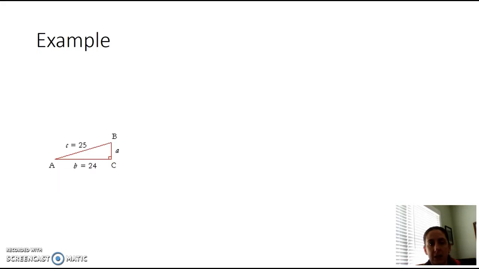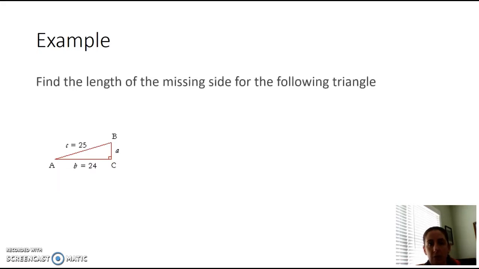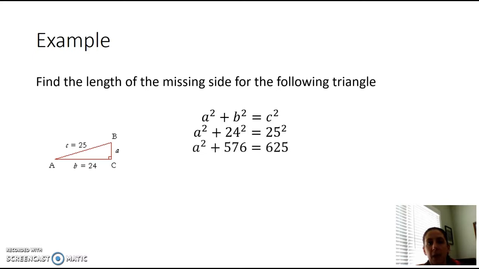Let's take a look at another example. Here's another right triangle, but now we're missing the length of one of the sides. We can still use the Pythagorean Theorem, A squared plus B squared equals C squared, to solve for that missing leg. So A squared plus 24 squared equals 25 squared. And we can solve for A squared, and we see that A squared is equal to 49.